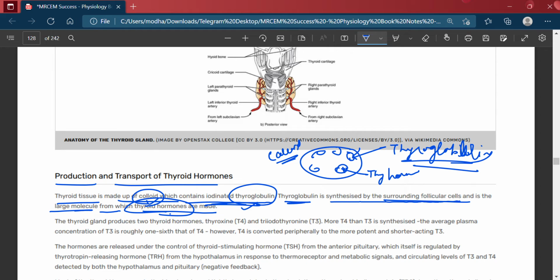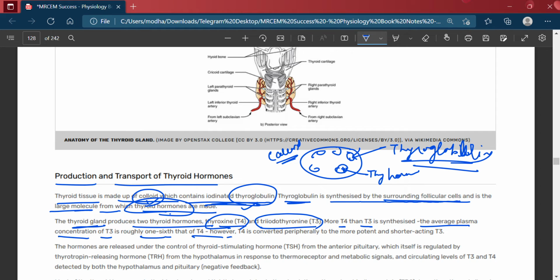The thyroid gland produces two thyroid hormones, thyroxine and triiodothyronine. The average plasma concentration of T3 is roughly 1/6 that of T4.